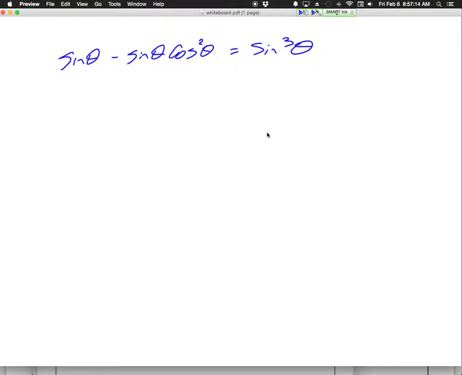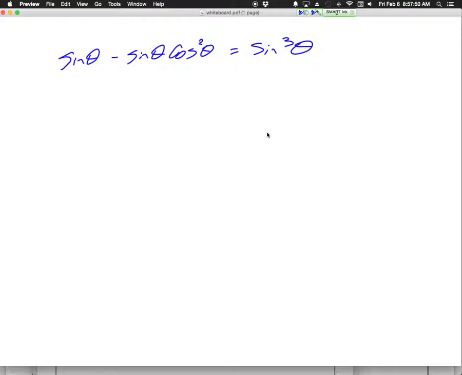So I have sine minus sine times cosine squared equals sine cubed. By verifying a trig identity, what we're doing is taking one side of the equal sign, manipulating it, and turning it into the other one. As a rule of thumb, you want to work with the side that has a little bit more going on, so obviously we want to work with the left side. It's easier to take something that has more going on and make it smaller instead of taking something smaller and making it bigger.